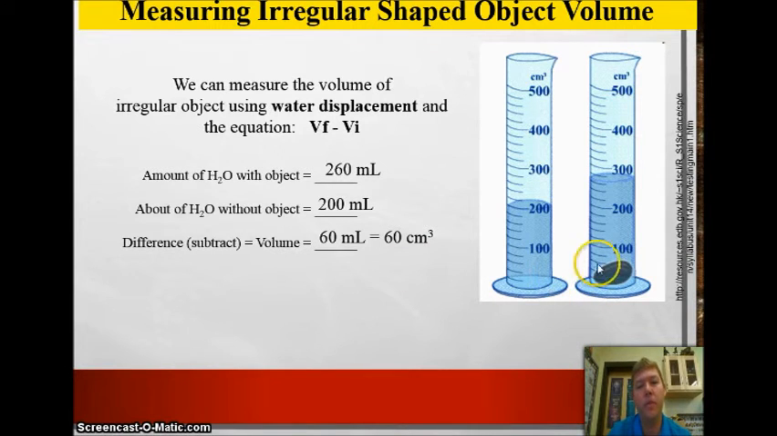I want to know the volume of the object. I have to convert it to 60 centimeters cubed. Milliliters only measures water. Centimeters cubed measures the volume of an object, a solid object. That's why I have to convert it.